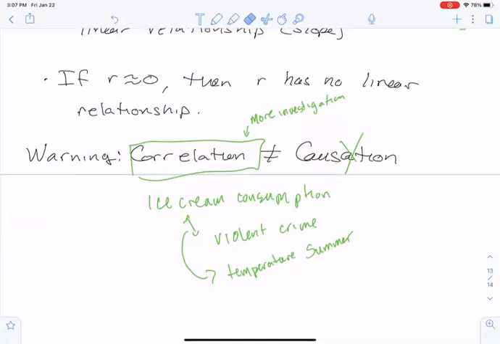So we're not really going to talk about how we compute R right now. We're going to save that computation for chapter 10. I just wanted to give a background, the very basics of bivariate data.